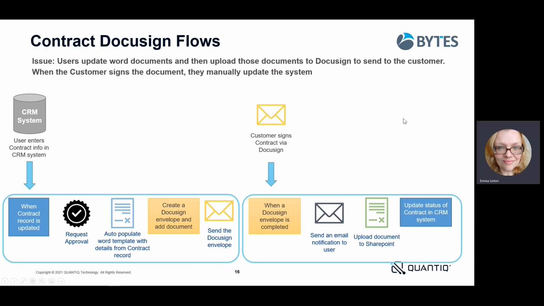Once the customer signs the contract via DocuSign, we're checking to see if the DocuSign envelope's been completed. If it is, we send an email to the user to tell them that the contract's been signed. We extract the document and upload it into SharePoint. And then finally, we update the status of the contract back into the CRM system.